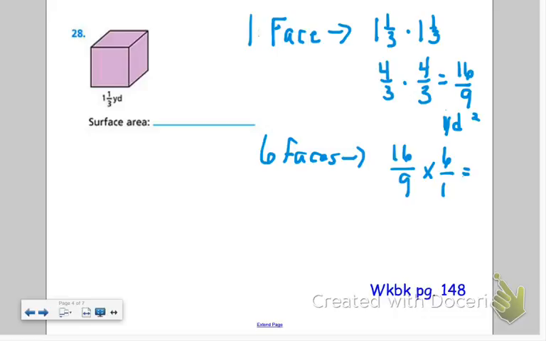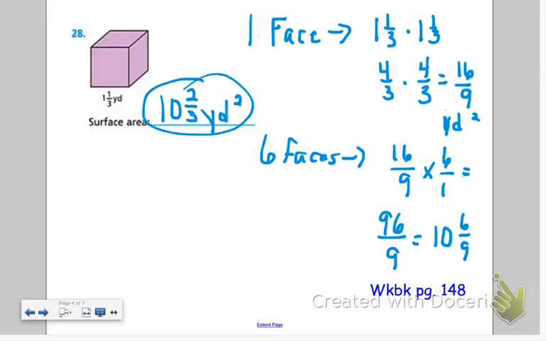Okay, 16 times 6 is going to give me 96, and 9 times 1 is 9, and now I have to turn that back into a mixed number. So 96/9, let's see, 9 goes into 96 10 times, that's going to give me 90 with 6/9 left over, and when I simplify that I'm going to have 10 2/3 yards squared. So again, find the area of one face and then times it by 6 and you'll have all 6 faces.